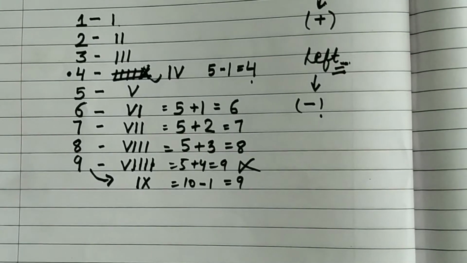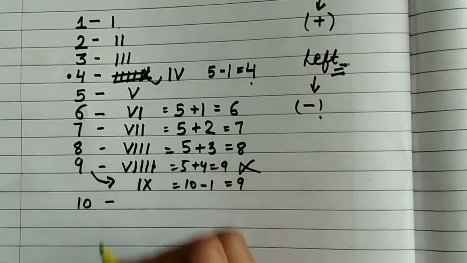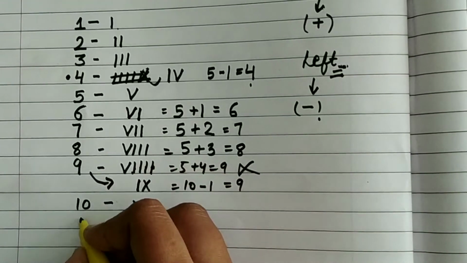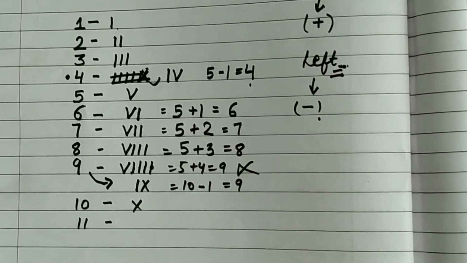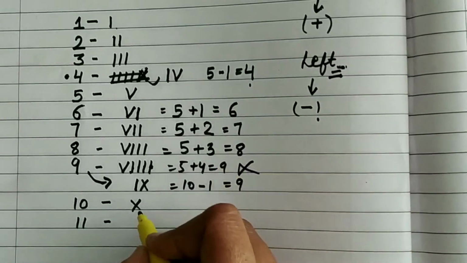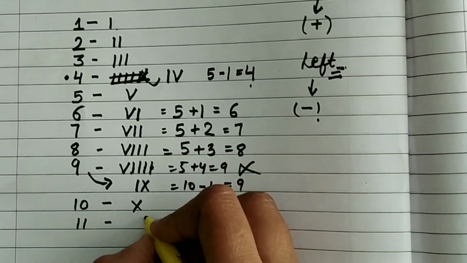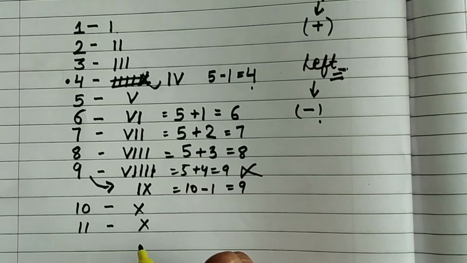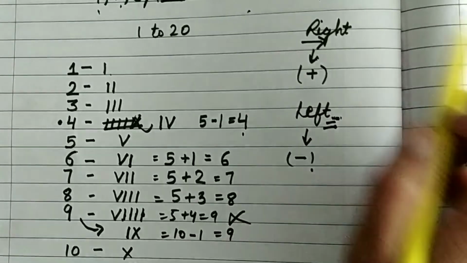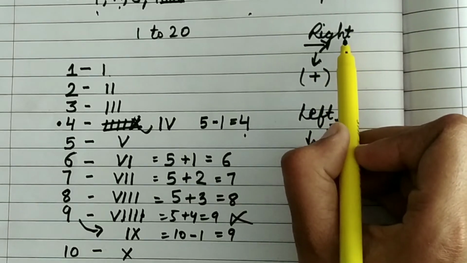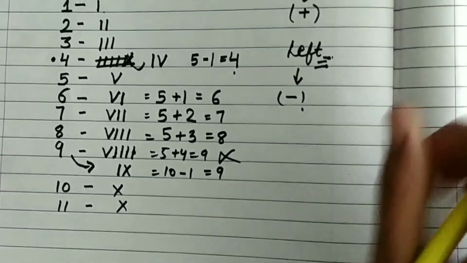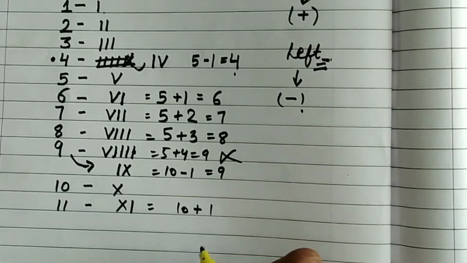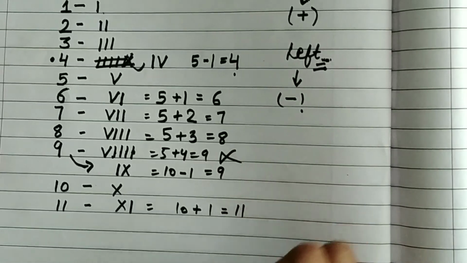Similarly, now see, the next number is 10. So for 10 we have the symbol X. Simple. Next is 11. So how will I get 11? Similarly, I have the symbol for 10, so I can write X over here. And now to make it 11, I have to add 1. Add means I have to write 1 to the right of 10. So I will write 1 here. It means 10 plus 1 equals 11.